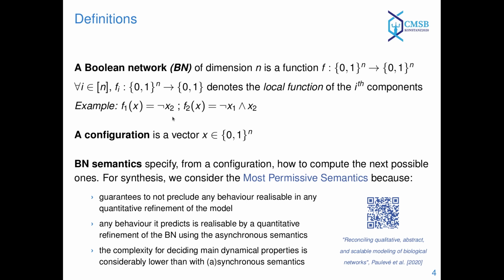So a value can be computed for each component given a configuration, but to draw the dynamics of a Boolean network, a semantics is necessary, because semantics specify how to compute the next possible configurations. For example, updating only one component at a time, as in the asynchronous semantics.